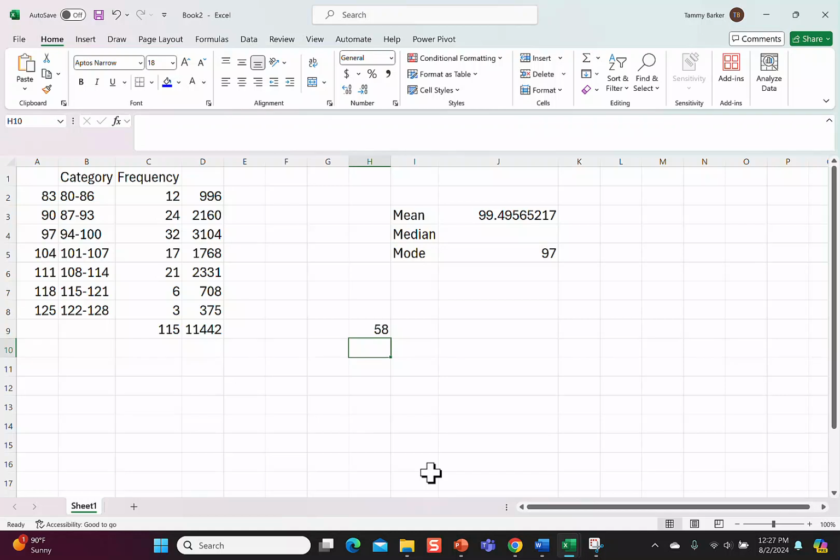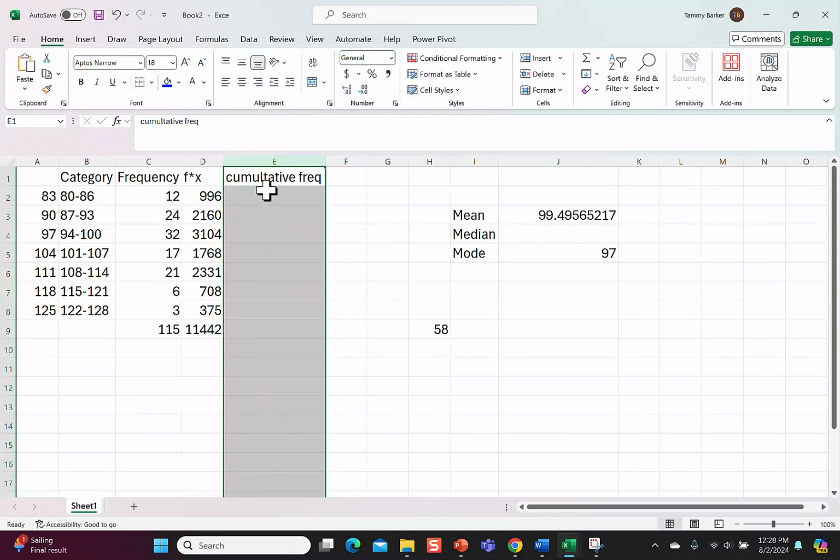So what we need to do is look at this as a cumulative list. I started with 12 items, I added 24, then I added 32. Just to keep my labeling clear, I'm going to type F times X in front of my midpoint times the frequency. And then on the right, I'm just going to say cumulative frequency so that we can keep track of where we are in our data set.